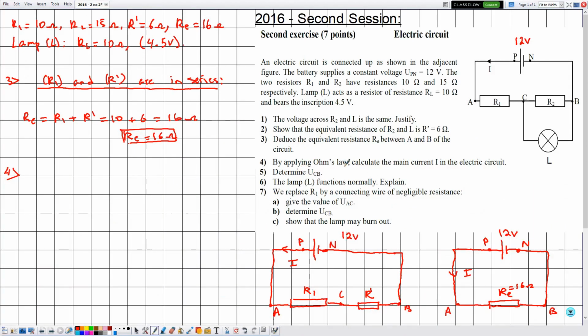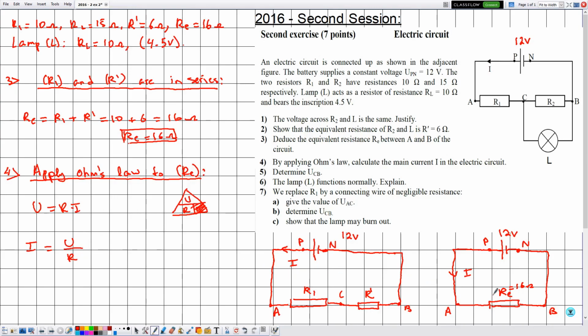And here they are telling me, by applying Ohm's law, calculate the main current I in the electric circuit. Then by referring to this electric circuit, we can determine the main current I. Then apply Ohm's law. To which electric component are we applying Ohm's law? To Re. And Ohm's law is given by U is equal to R multiplied by I. Constructing the triangle of this formula, here on the right, because we have multiplication, U will be at the top, R and I at the bottom. We are interested in calculating the value of I, putting our hand over I. Then I is equal to U divided by R.